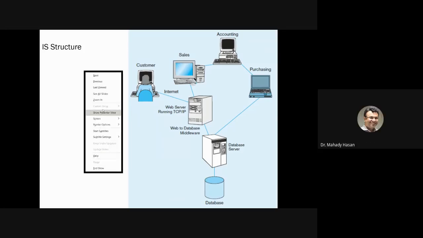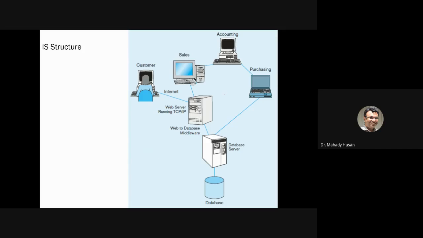3-tier model, very good. So in the 3-tier model, let me use some pen. We have talked about the 2-tier model and we have talked about the 3-tier model. Both we have talked about, right? Yes, sir. Now tell me, what would be the structure here in this particular IS structure? Which model could you see?